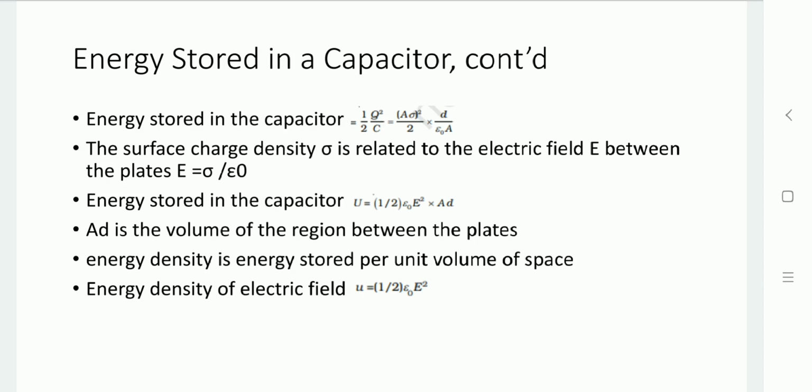So the total energy stored is U equal to 1 half epsilon 0 E square into AD. AD is the volume of the region between the two plates. Energy density is nothing but energy stored per unit volume. So the energy density is 1 half epsilon 0 E square.